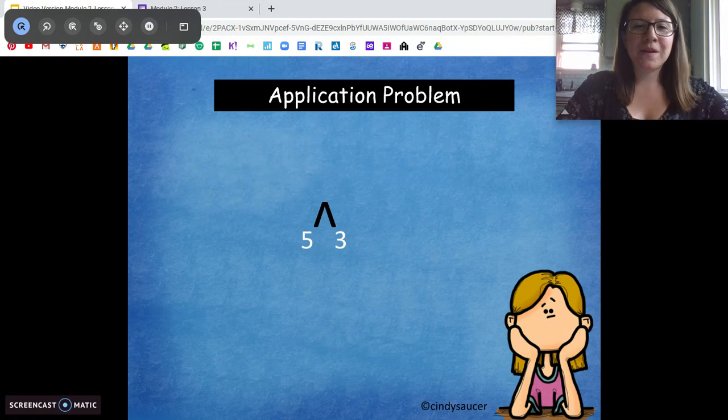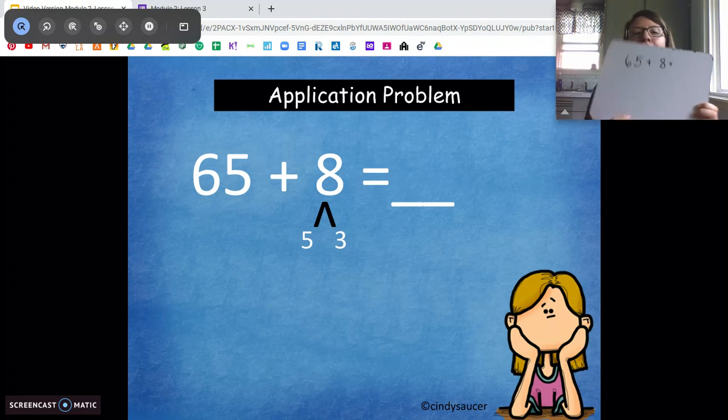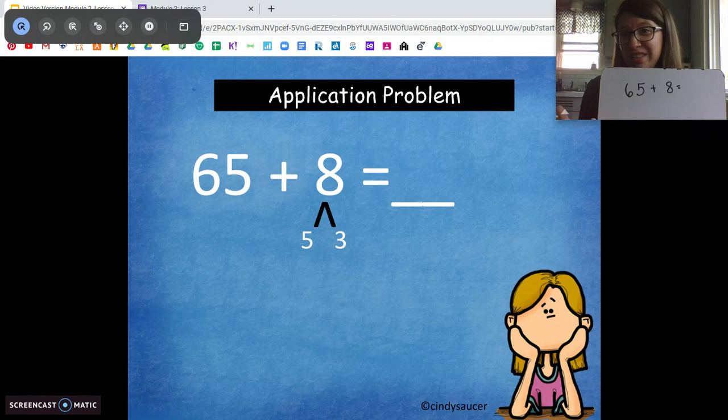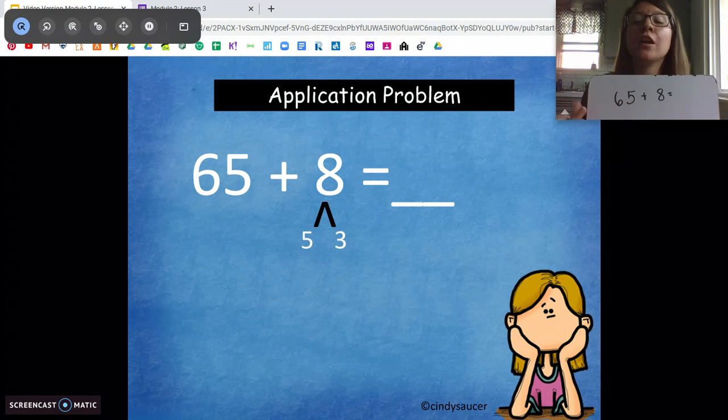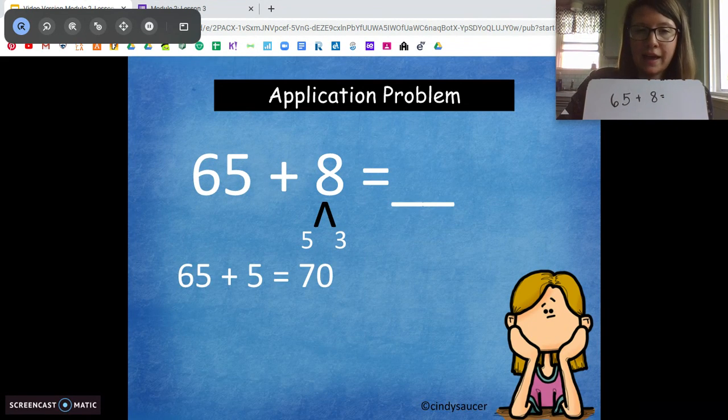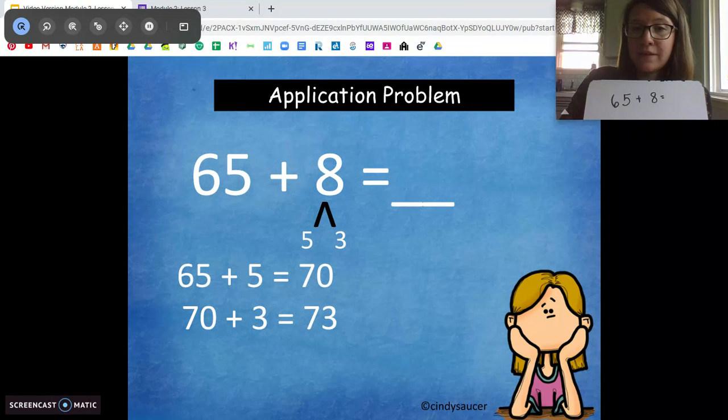Ready? Okay, so when I look at this, I see 65 as the bigger number. And I want to get this 65 to a number that's easy for me to add and makes sense to me. So I'm going to break down the 8. Well, I know that 65 needs how many to get to the next 10? 5, right? So I'm going to break down the 8 into 5 and 3. And I'm going to add 65 plus 5 equals 70. Now, our leftover number is that 3 there.